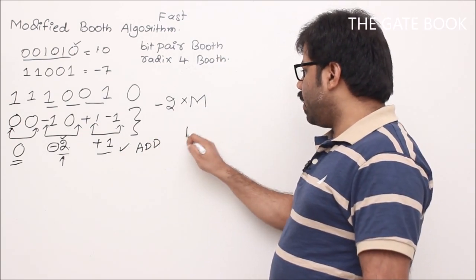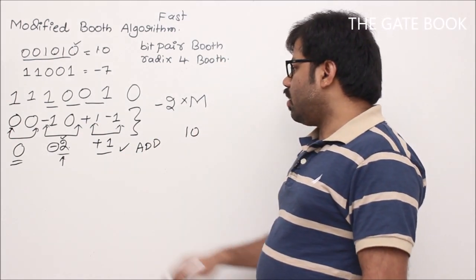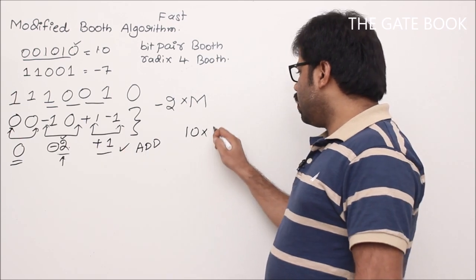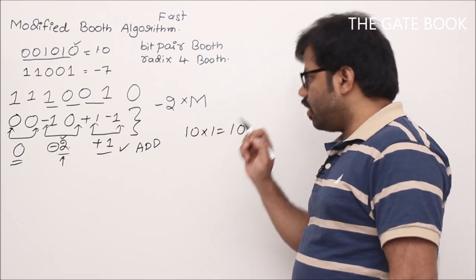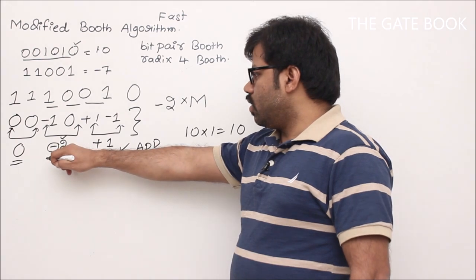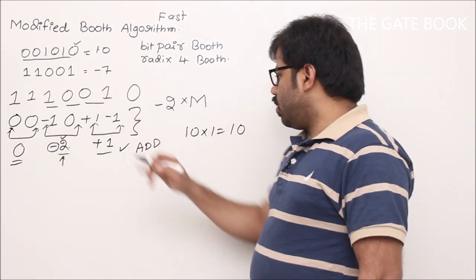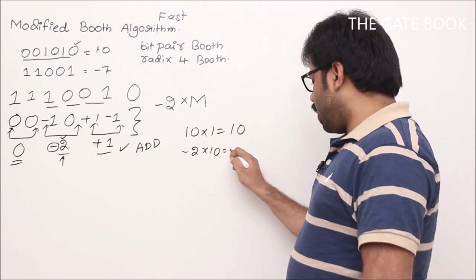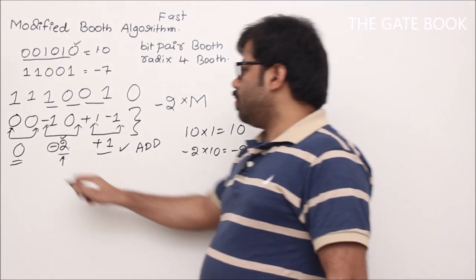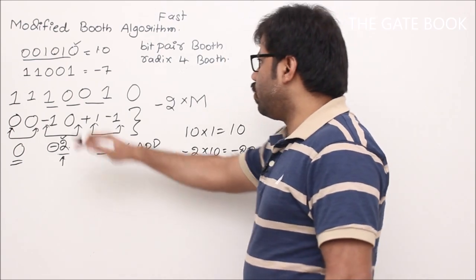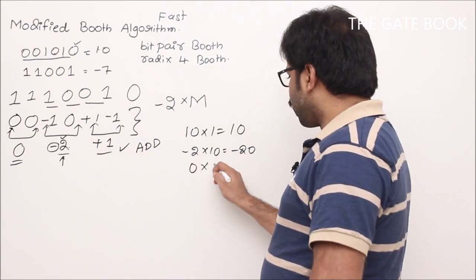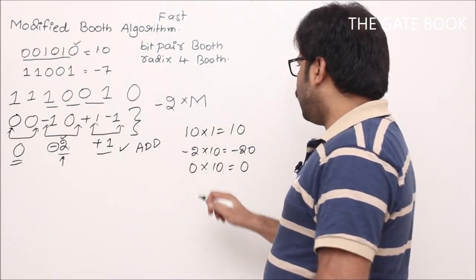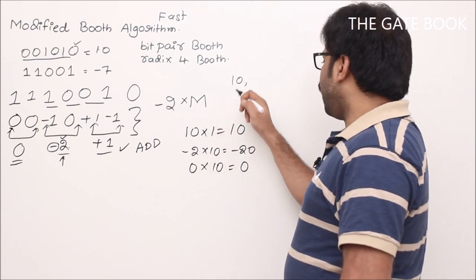Already I told you, right? 10 into, first step is what? Multiply with 1. 10 ones are 10. Remember it. So we have 10. Now next time, this time minus 2 into 10. Minus 2 into 10 is minus 20. Remember it. Third term, 0 into 10. 0 into 10 is 0.